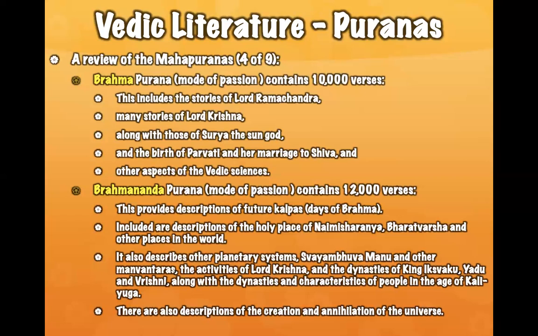Brahmanda Puran, containing 12,000 verses. This provides description of the future kalpas, days of Brahma. Included are descriptions of the holy place of Naimisharanya and Bharatvarsha, and other places in the world. It also describes other planetary systems, Swayambhu Manu, and other Manvantaras. The activities of Lord Krishna and the dynasties of King Ikshvaku, Yadu, and Vrishni, along with the dynasties and characteristics of people in the age of Kali. There are also descriptions of creation and annihilation of the universe.